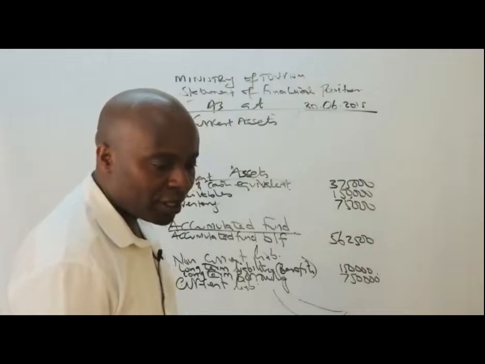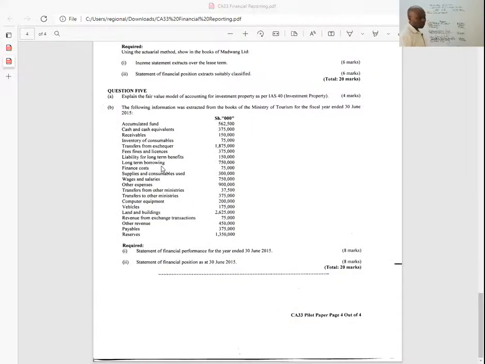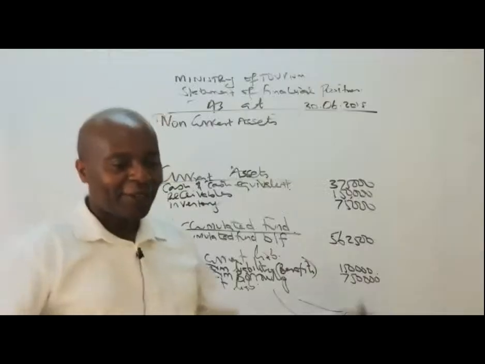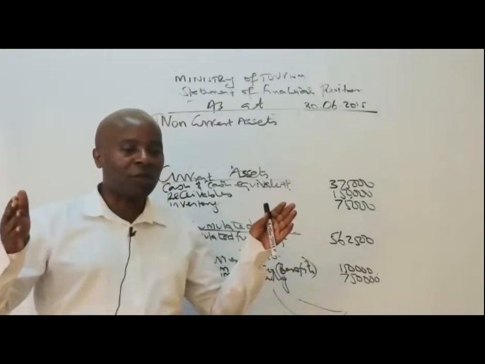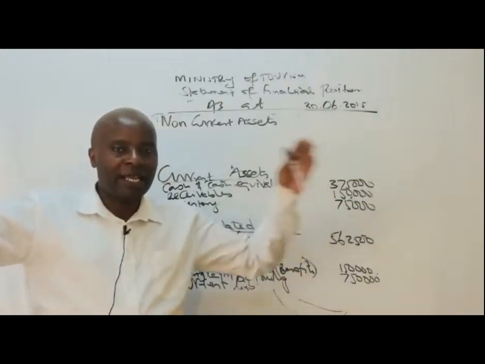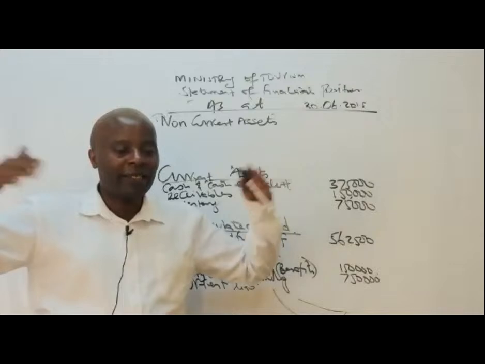So from there, we have finance cost. Of course, we took that to the statement of financial performance. Supplies and consumables, the same. Wages and salaries, we took them somewhere. Transfers from, transfers. I can see some assets existing there. Computer equipment. Where should I put computer equipment? Under current assets or non-current assets? We know, ladies and gentlemen, that computers can give a service for more than 1 year. So automatically, that is non-current. Any asset which can give you service for more than a year is non-current.